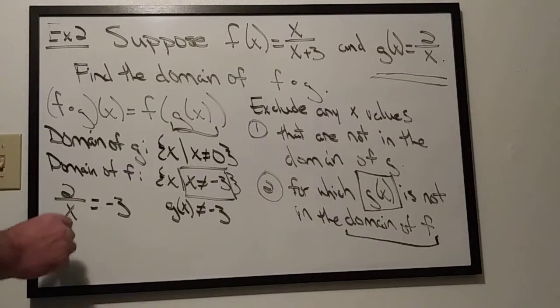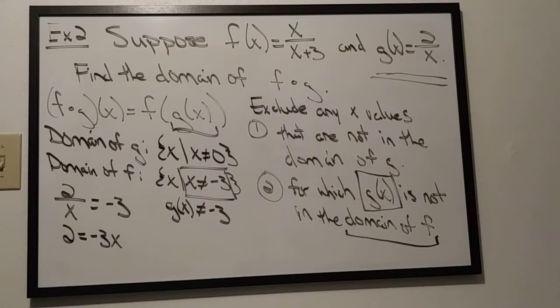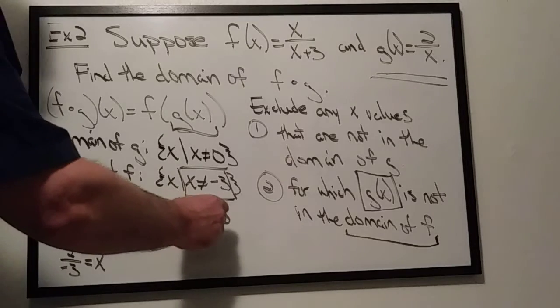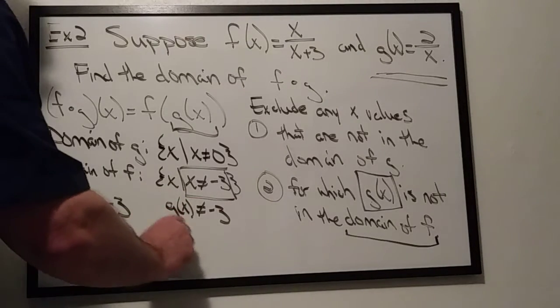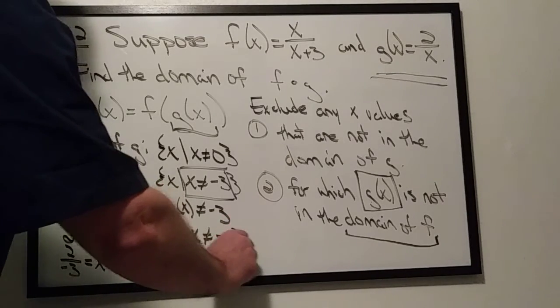Well, I can multiply both sides by the x, and I get 2 is equal to negative 3x, and then I can divide both sides by negative 3. That's 2 divided by negative 3 is equal to x. So the one x value that we cannot use is negative 2/3. So g of x can't equal negative 3, and that means then x can't equal negative 2/3.